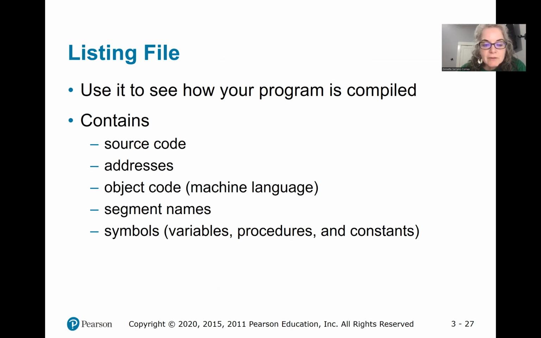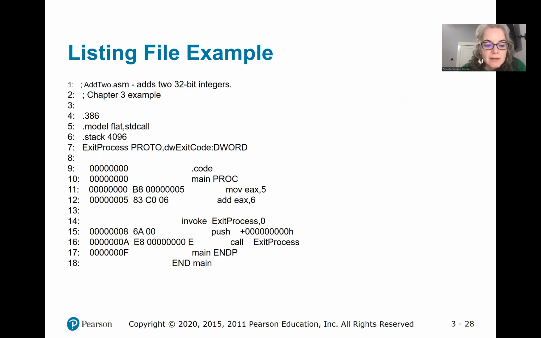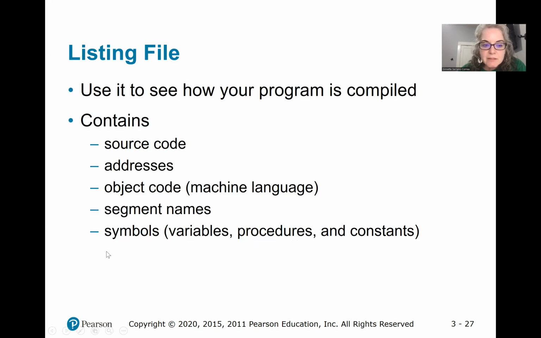So the listing file has these things in it: source code, addresses, object code, which is machine language, segment names, and symbols. Here's what a listing file looks like. And you'll be able to actually create your listing file. So it's going to have the code, and then on the left-hand side, it's going to have these items: addresses, object codes, segment names, and symbols.